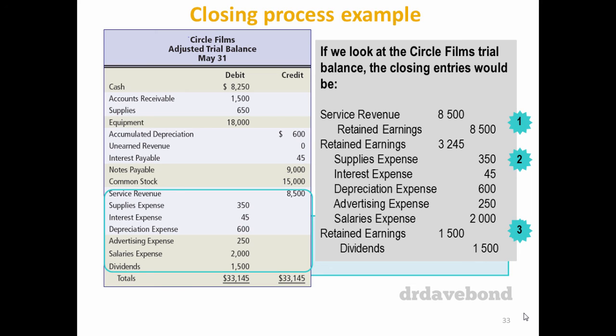Service revenue, retained earnings. Service revenue has a credit balance, so to get rid of it, we debit it. Expenses have a debit balance. To get rid of them, we credit them and we debit retained earnings. Dividends have a debit balance, so we credit them to get rid of them and we debit retained earnings. This retained earnings, if we add all of this, gives us the change in retained earnings from the change in retained earnings statement.